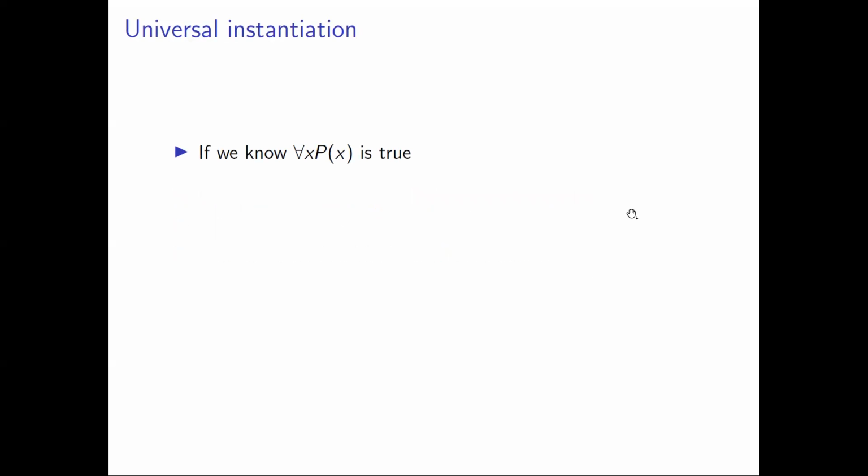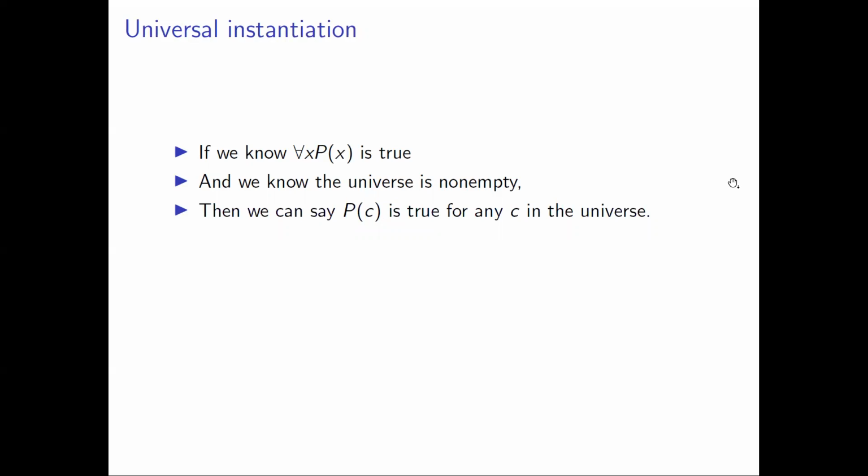The first one is called universal instantiation. So we have some proposition of the form for all x, P of x. And suppose we know that it is true. Suppose we know it's true in a universe that is non-empty. If we know these two things, then we can say for any element C in the universe, that P of C is true.